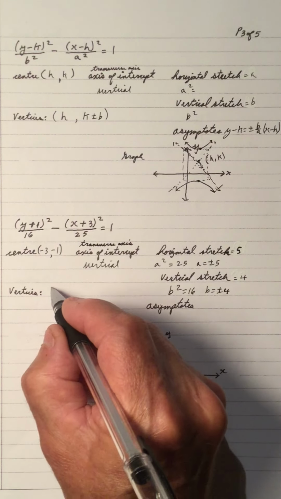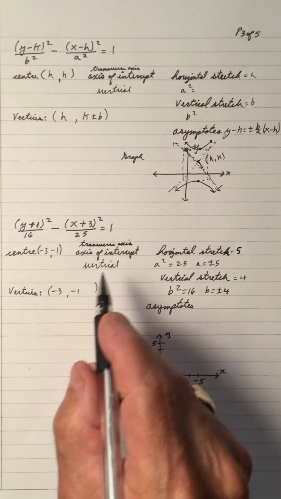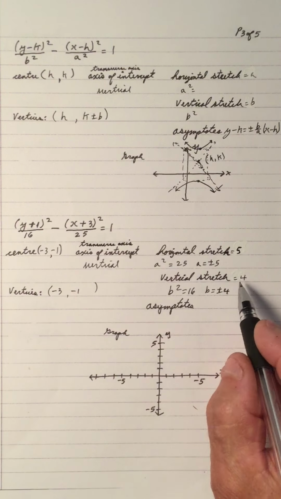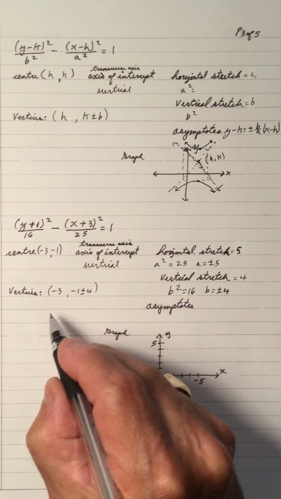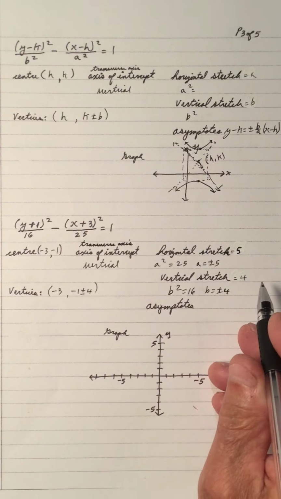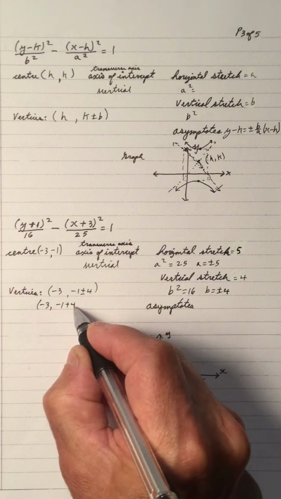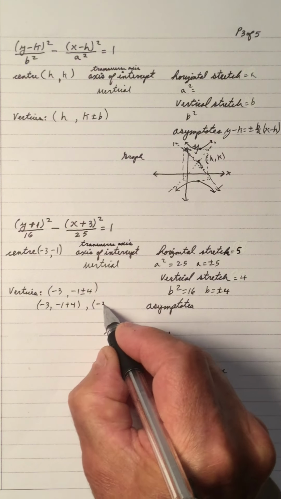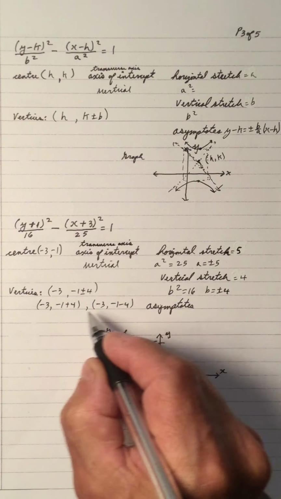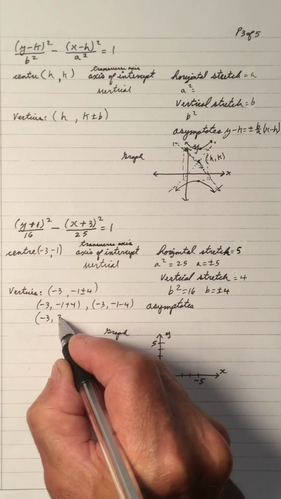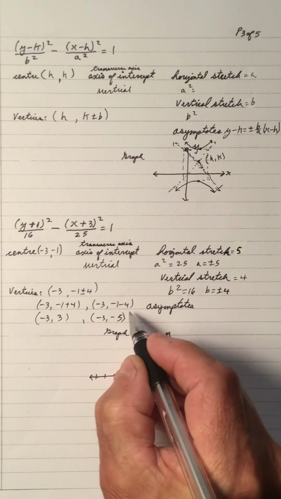And the vertex is from the center, so it's negative 3, comma, negative 1. But the stretch is 4 on the vertical, so that's with the y, so it's a plus minus 4. And that is with the y, so it's up and down. So we have negative 3, and we have negative 1 plus 4. And the other one is negative 3, the x is the same, and we have negative 1 minus 4. So we got negative 3, 3, or we have negative 3, negative 5.